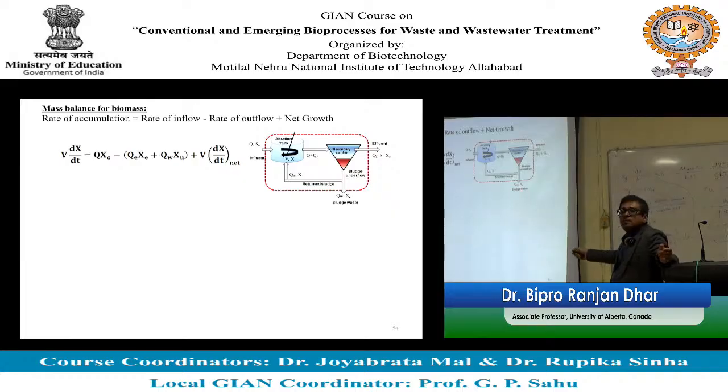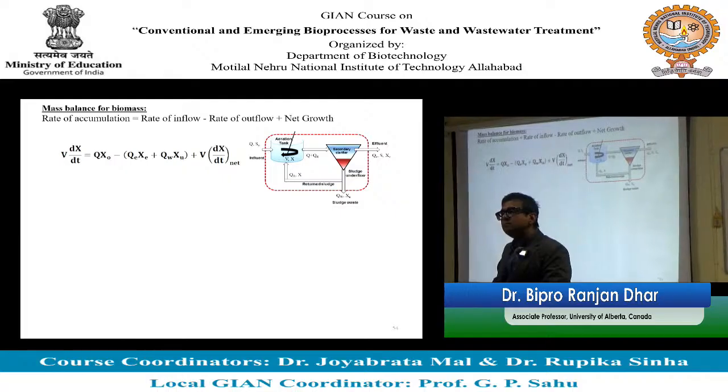Can we not add that difference net? Sorry, what? Difference net. Yeah. Q into X naught plus QR into X. That returns, you are adding. This is overall, so that balance will be rate of inflow.